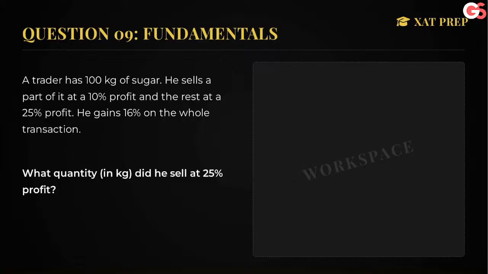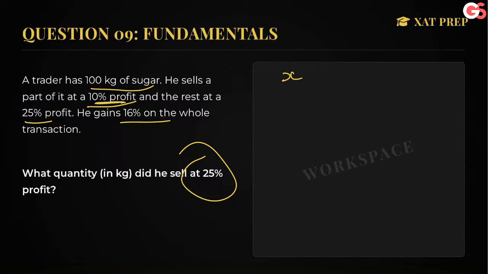A trader has 100 kg of sugar. He sells a part of it at 10% profit, rest at 25% profit, gains 16% on the whole. What quantity is sold at 25% profit? Now, let's say he sold X. इसमें काम करते हैं. Again, we have given in terms of percentage.